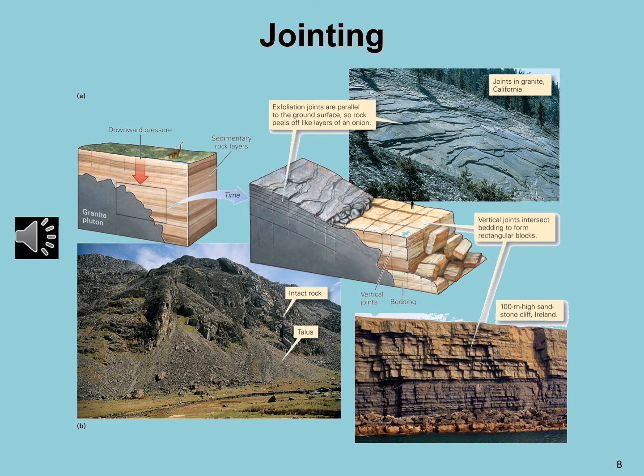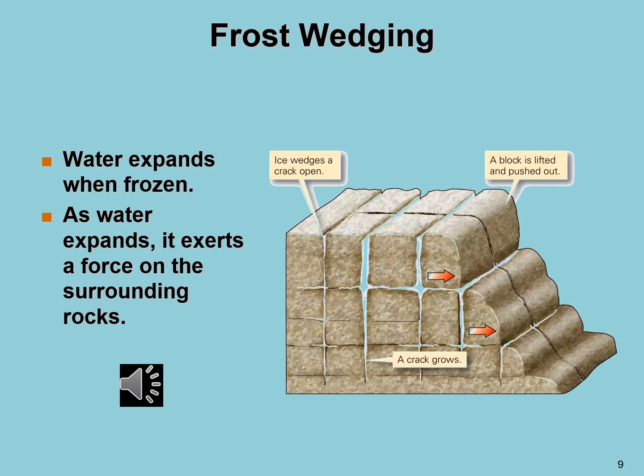In example B on the slide, vertical joints break bedrock into blocks and sheets that fall to the base of cliffs, or in example A, exfoliation joints on this granite mountain slope in the Sierra Nevadas break the rock into onion-like sheets that are parallel to the rock's surface. Frost wedging: when water trapped in a joint freezes, the ice expands in size, exerting pressure and forcing the joint open, and may cause the joint to grow.